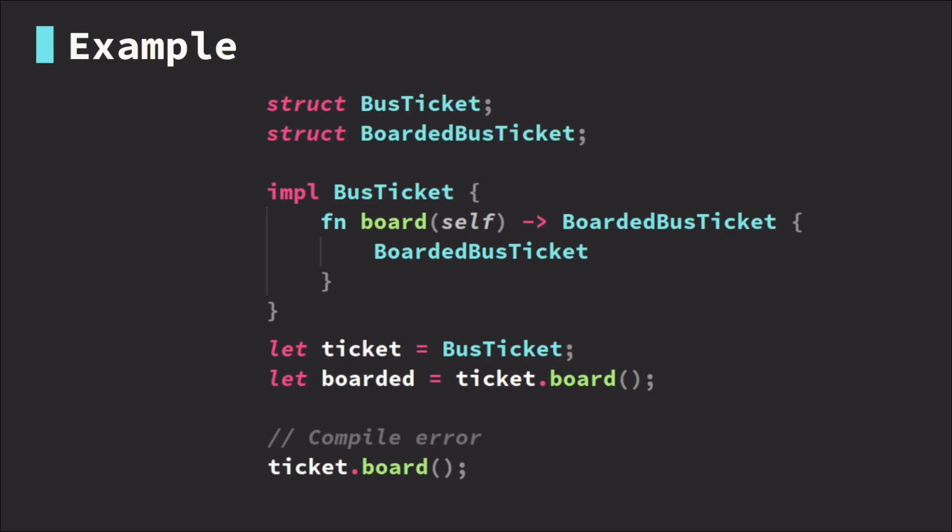Here we have a bus ticket and a boarded bus ticket structure. The bus ticket will be a ticket that you can use one time, and then once you board the bus, you'll get a boarded bus ticket. So here on our implementation block, we're implementing some functionality on the bus ticket type. We have a board function, which takes a self.